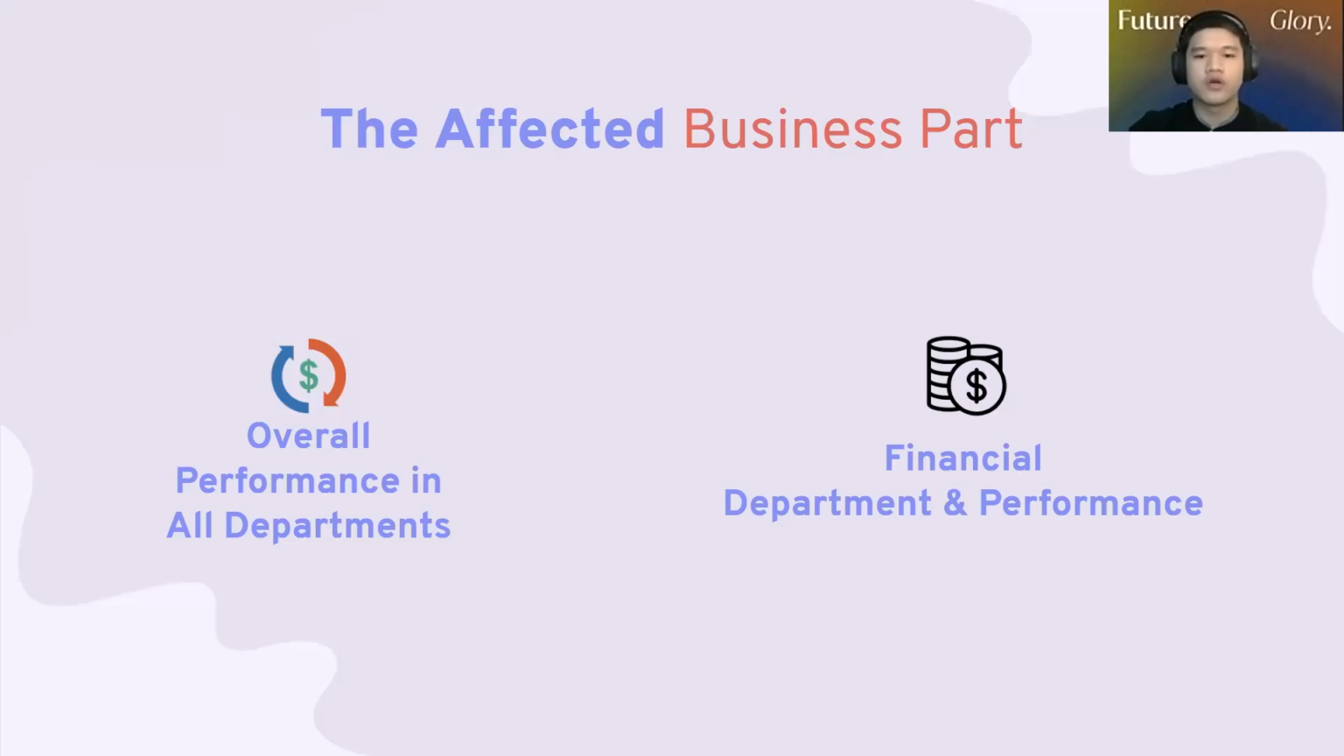So, with the problem that the client faced, how does it affect the business overall? It actually affected the whole performance of all the client's departments because, like I stated earlier, information is the key to running an organized business everywhere. But more centrally, the issues that the client faced affected their financial and accounting performance the most.